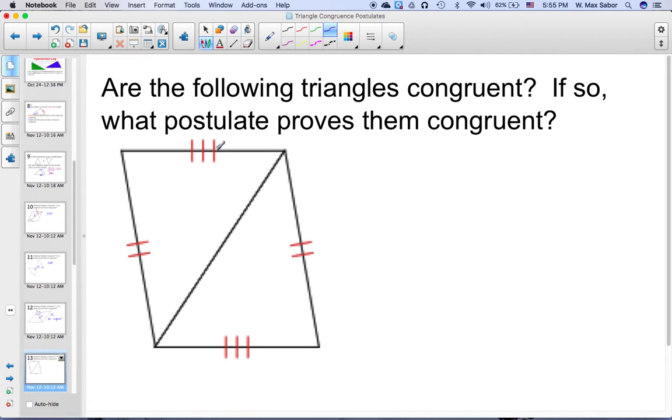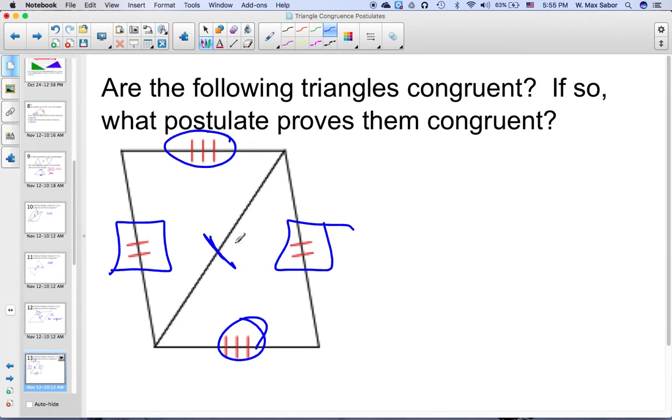Are these triangles congruent? So we have a side pair. We have another side pair. And then the side that both of them share counts as a side. So this is side, side, side. No angles, but side, side, side is enough.